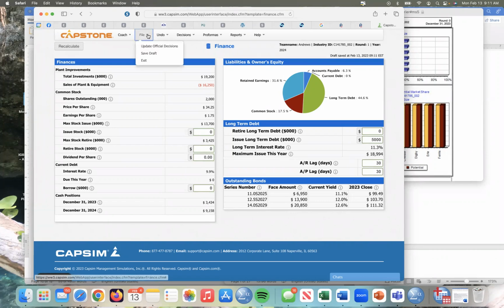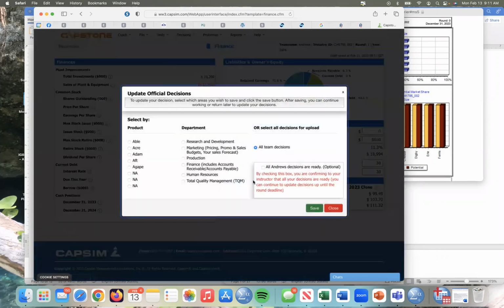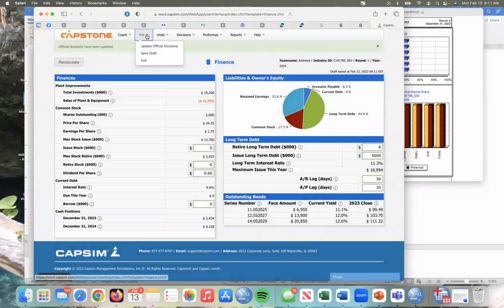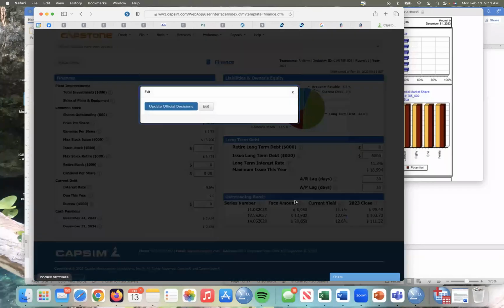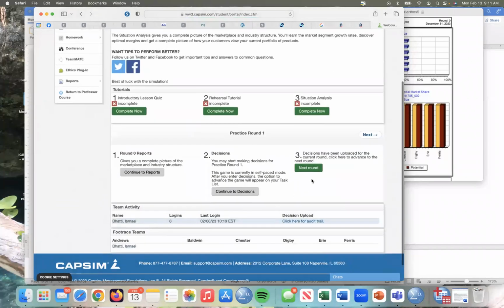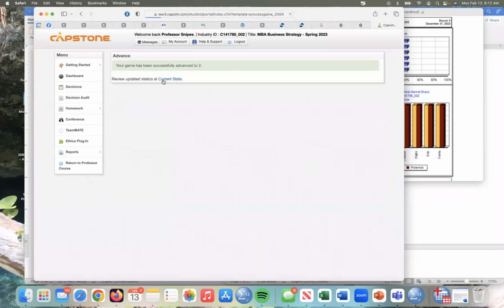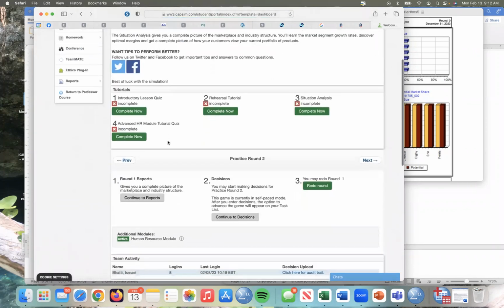Okay, so now I've got all my decisions. I'm going to upload my official decisions. All right. Let's click on save. And I'm going to exit out of here. All right. Exit. And I am going to go to the next round. Advance to the next round. Continue. Yes, advance my game. I go back to the dashboard.